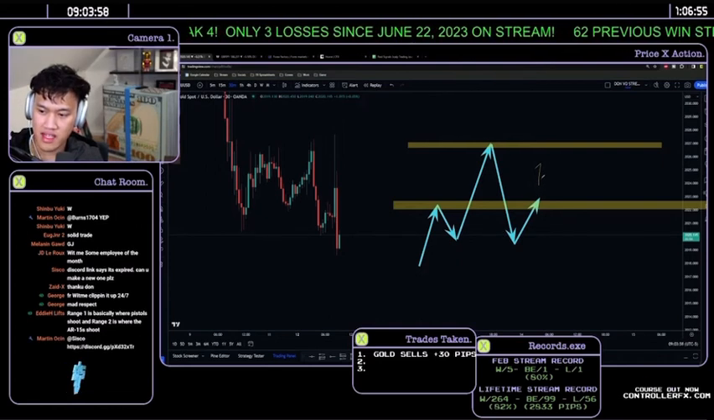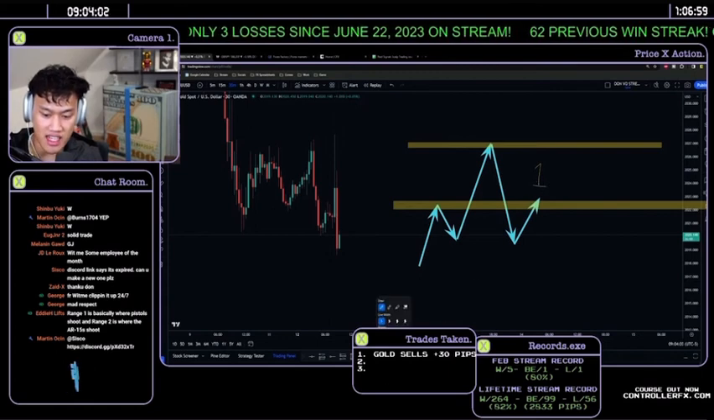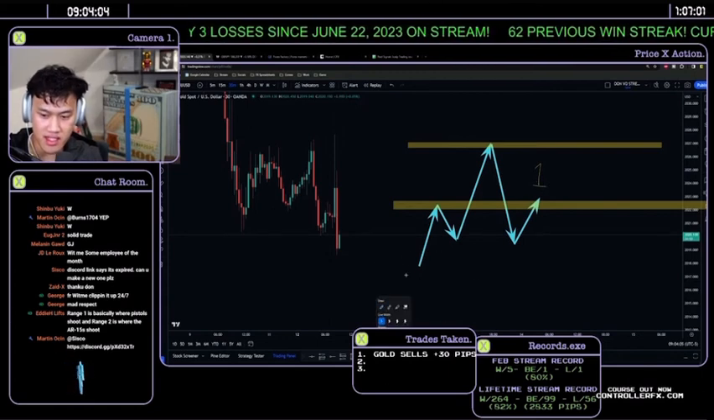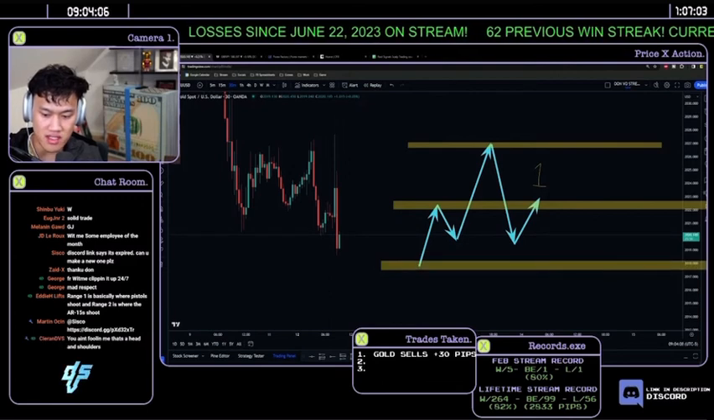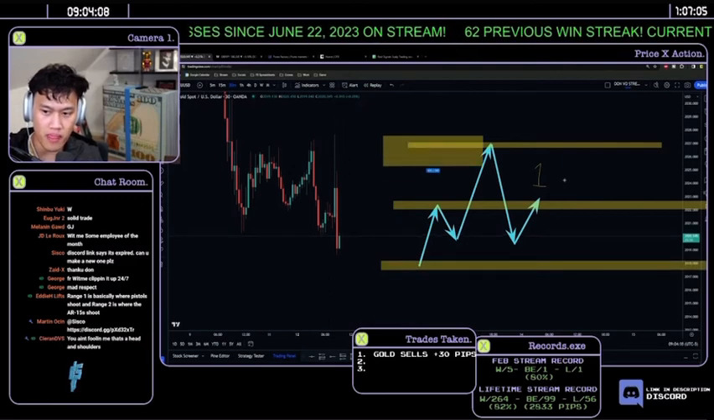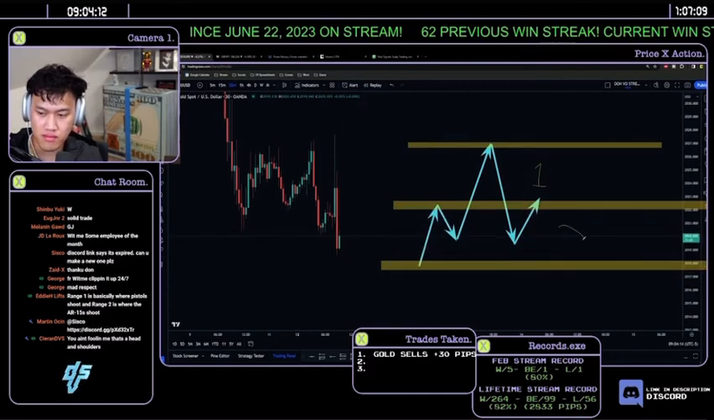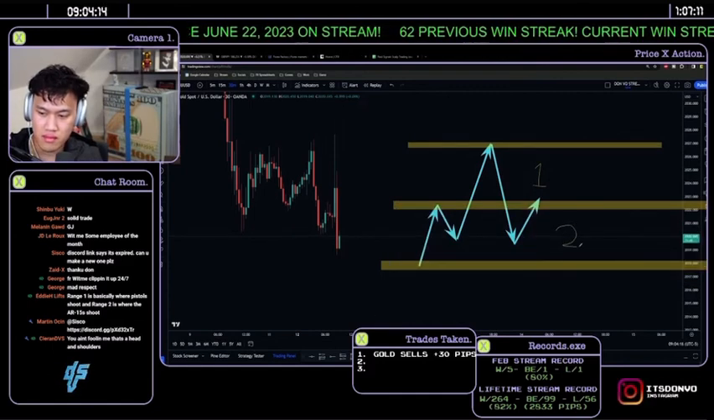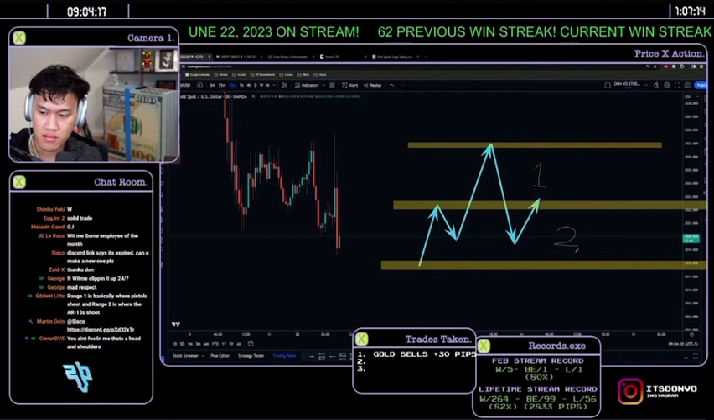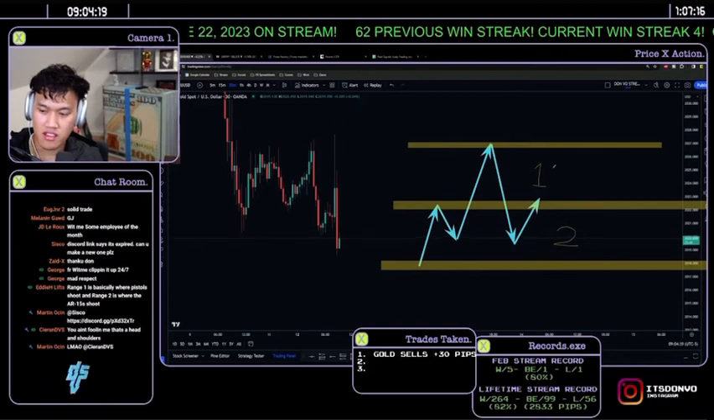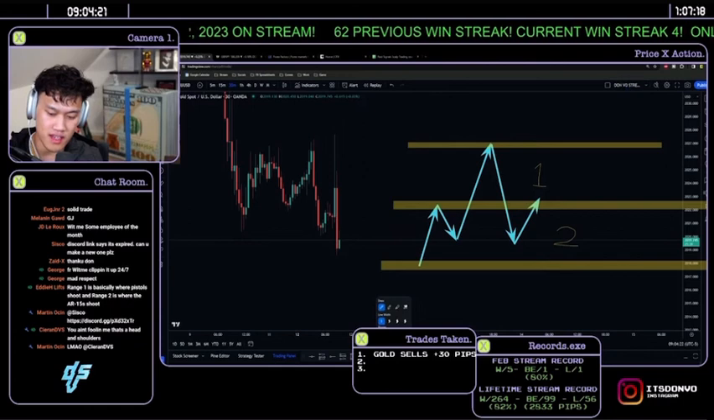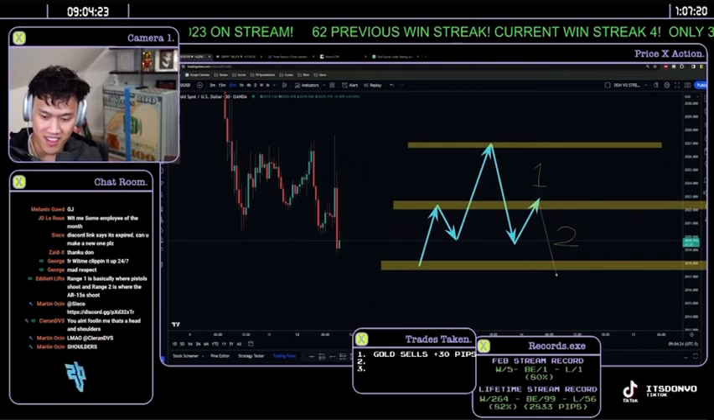That's the fancy looking one. That's the range 1. And then your next support after that is where? It's here, right? So this is your range 2. Let's go ahead and mark this up as 2. That's your 2.